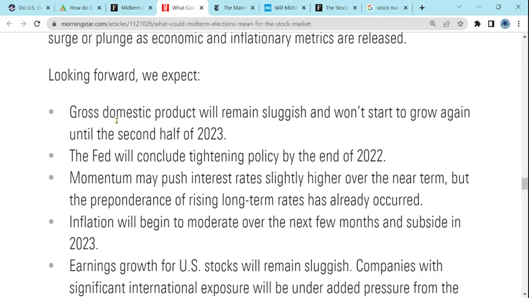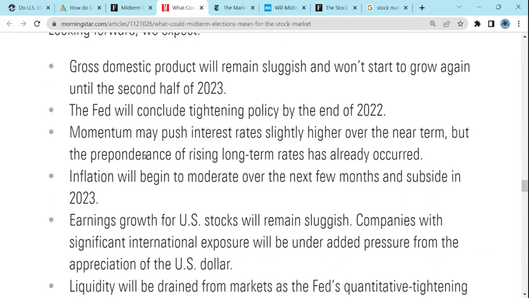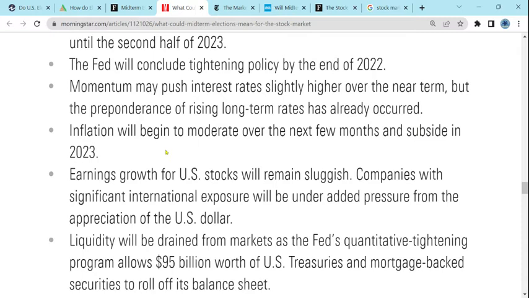So again, in 2022, their expectations are that GDP, gross domestic product, will remain sluggish and won't start to grow until the end of or second half of 2023. The Fed will conclude tightening by the end of 2022. Momentum may push interest rates slightly higher over the near term, but rising long-term rates have already occurred. Inflation will begin to moderate over the next few months and subside in 2023. Earnings growth will remain sluggish.